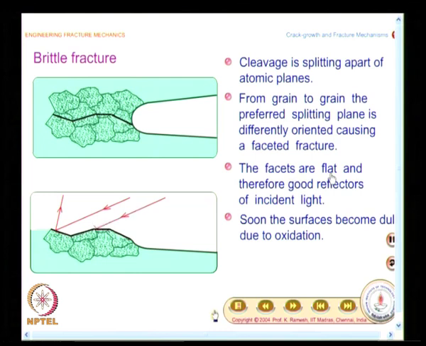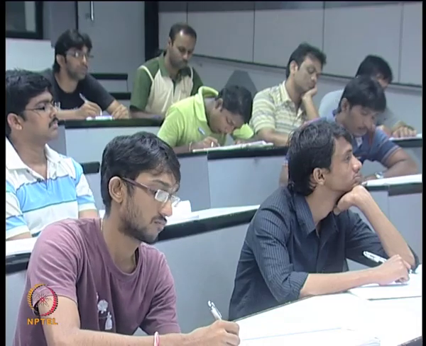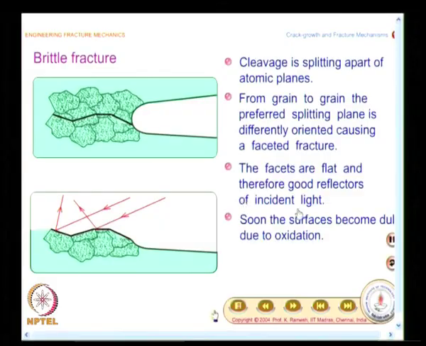The facets are flat and therefore good reflectors of incident light. So, you will find the surface is very shiny in the case of a brittle fracture. In fact, if you take perspex, if it fails, it would be brittle in nature. You will have very nice polished surfaces. On the other hand, if you take aluminum or steel, you will have a ductile fracture. Though the surfaces initially are shiny, in the case of metals, the surfaces become dull due to oxidation.